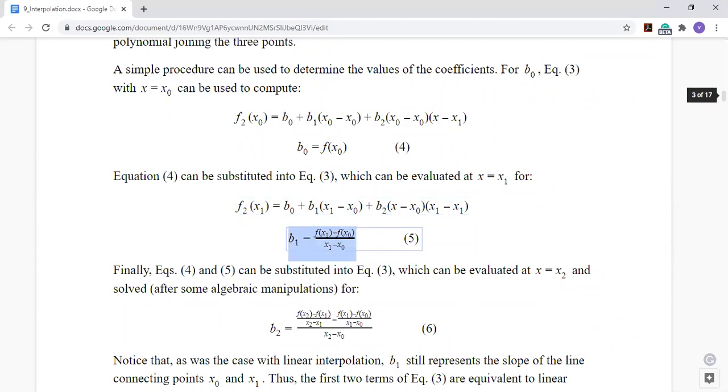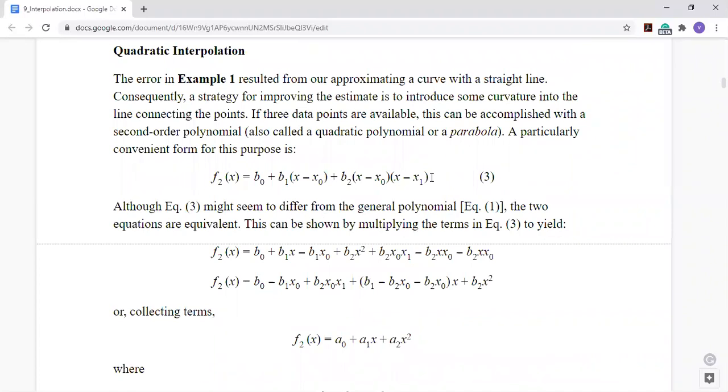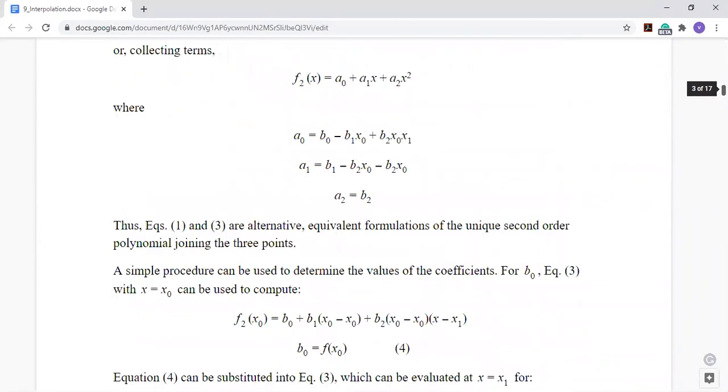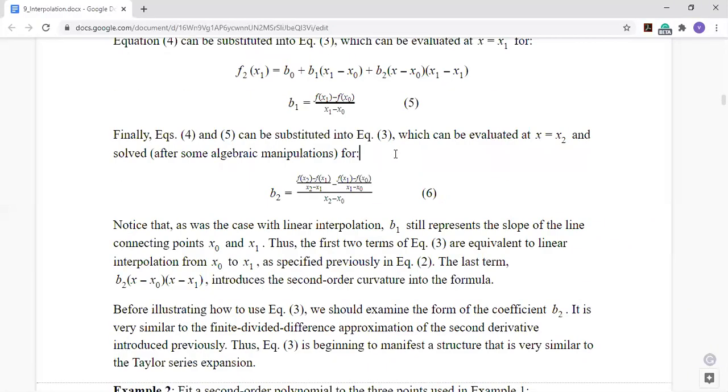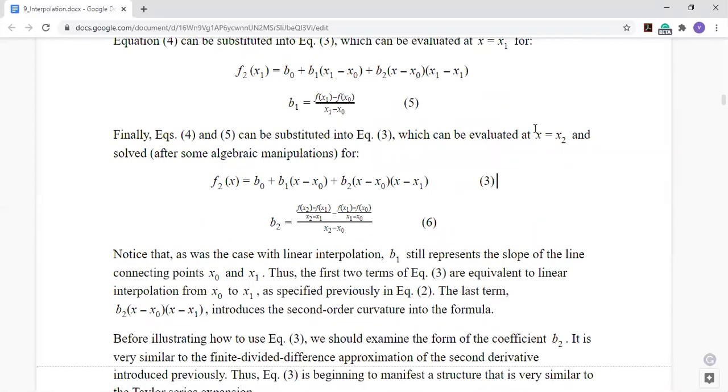Then similarly, to get the value of b2, you're going to use this particular equation here. Just copy this equation here. Then in place of x, you equate x is equal to x2. So in place of x, you put in x2, here x2, then here x2. Then when you make b2 the subject of the formula, you are going to arrive at this equation.